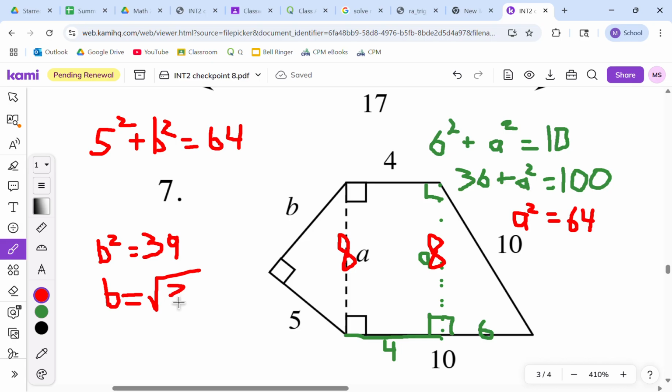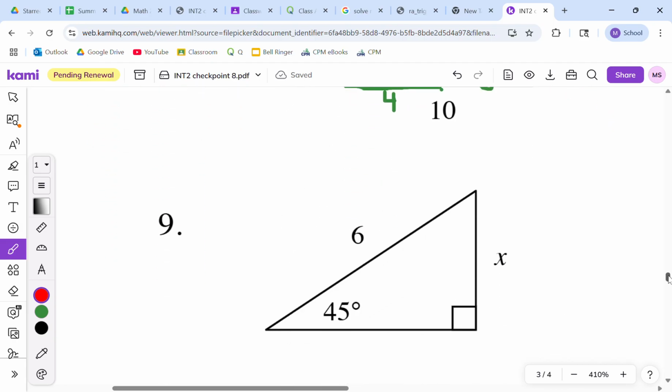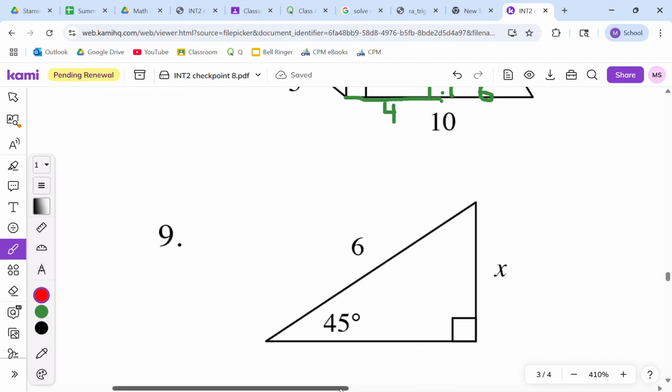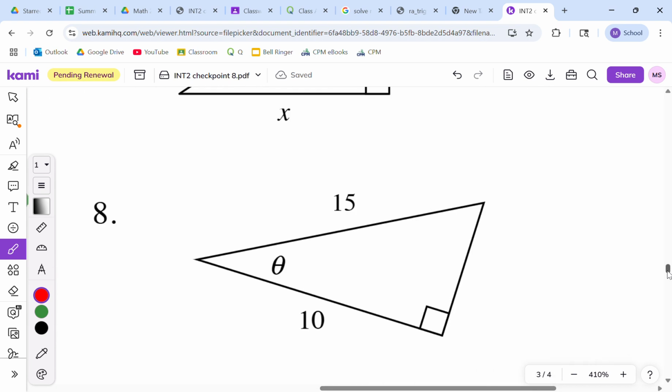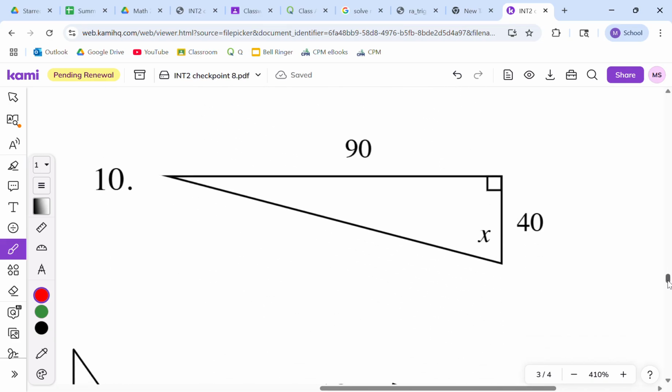Number 10 is next. Wow, that is really awful. Maybe I can just do it on the screen. Maybe that'd be easier. My finger is not as exact, but this is just awful. Okay, so here we go. This looks like a little bit of trig.